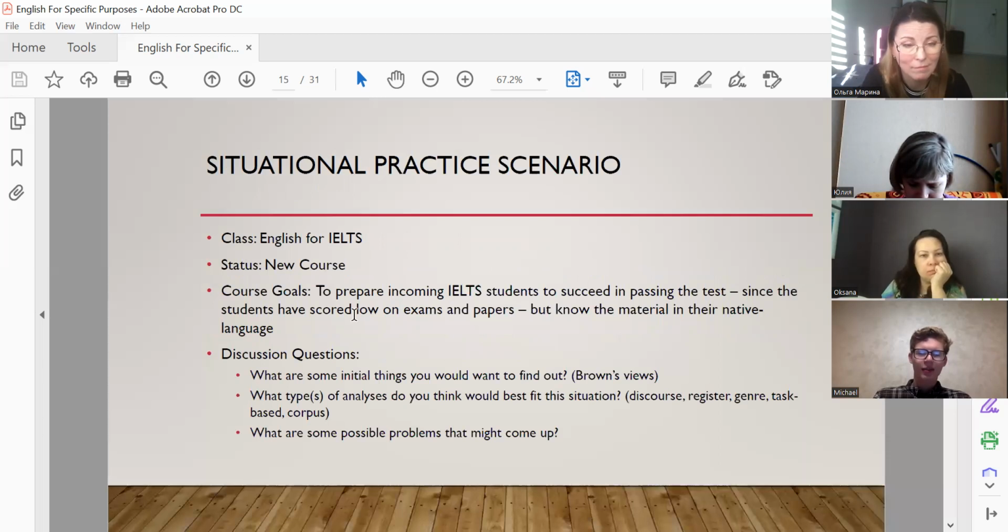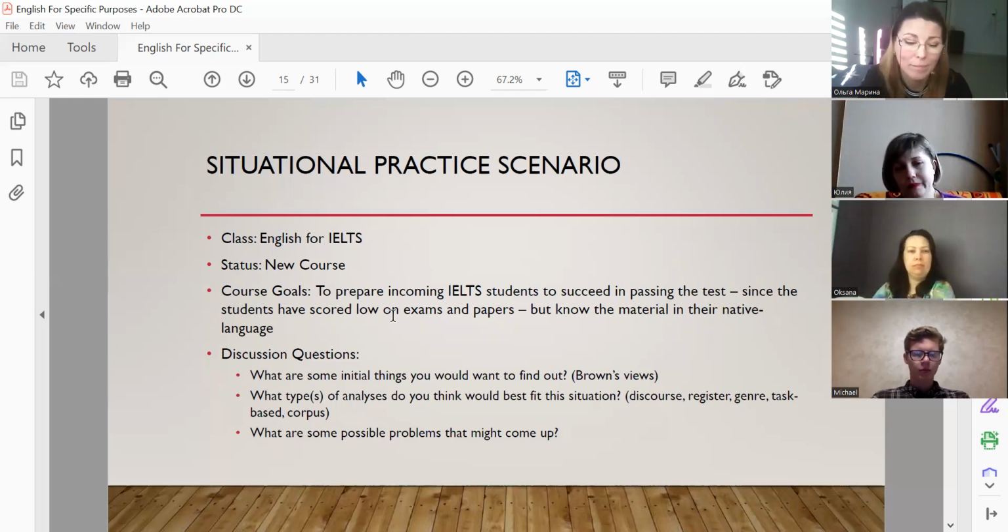Situational practice scenario. Okay, so here is what we'll do. We have a class, English for IELTS. This is a new course. What are the course goals? To prepare incoming IELTS students to succeed in passing the test, since the students have scored low on exams and papers, but know the material in their native language. So they've been explained what the IELTS test is. I did not write that, but it's academic, IELTS academic, if it makes sense.